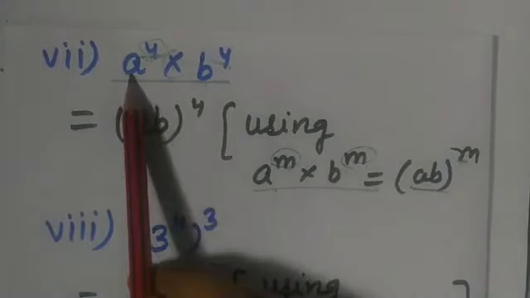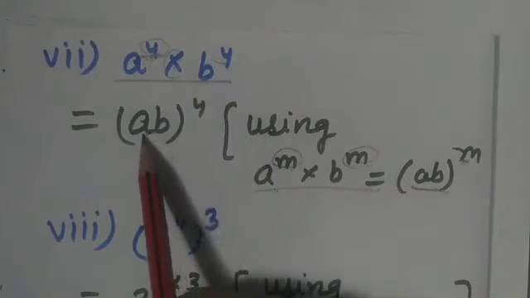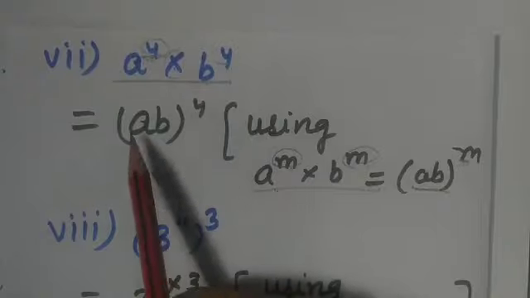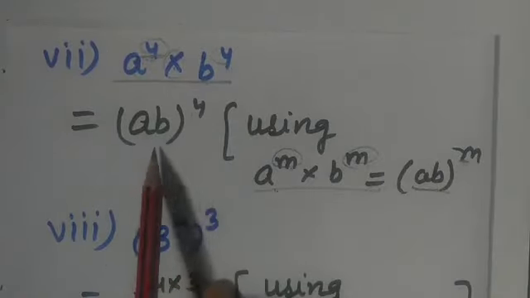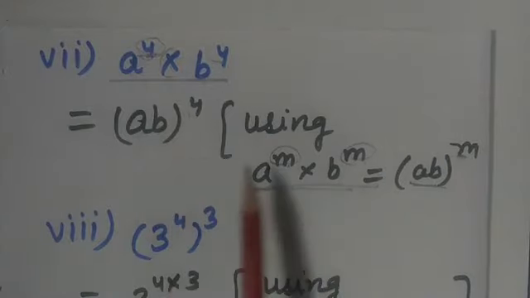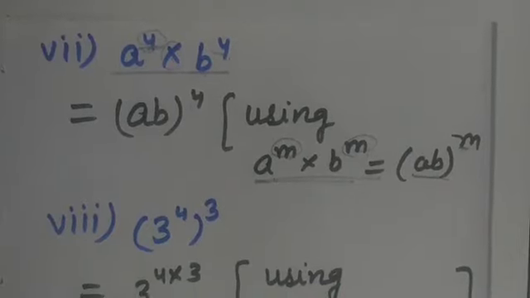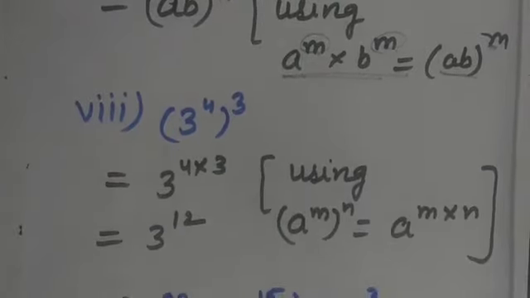So it will be a raised to the power 4 into b raised to the power 4 can be written as a into b raised to the power 4, and a into b is equal to ab. So this is your 7th part. I have used this law, so I have mentioned. You also have to mention which law you are using. This is part 7. Come to part 8.